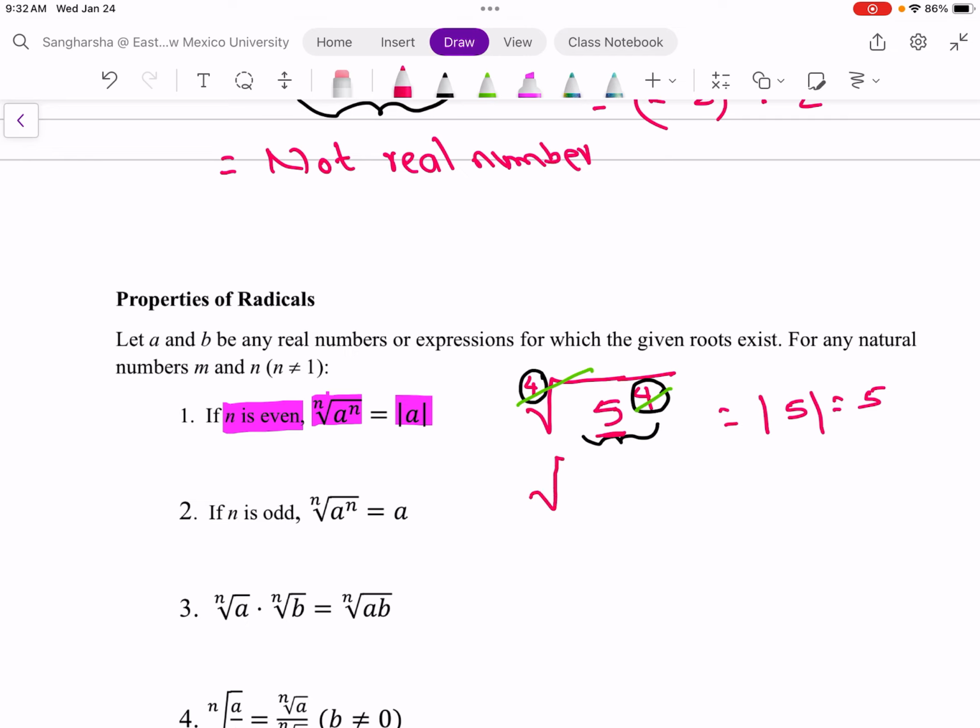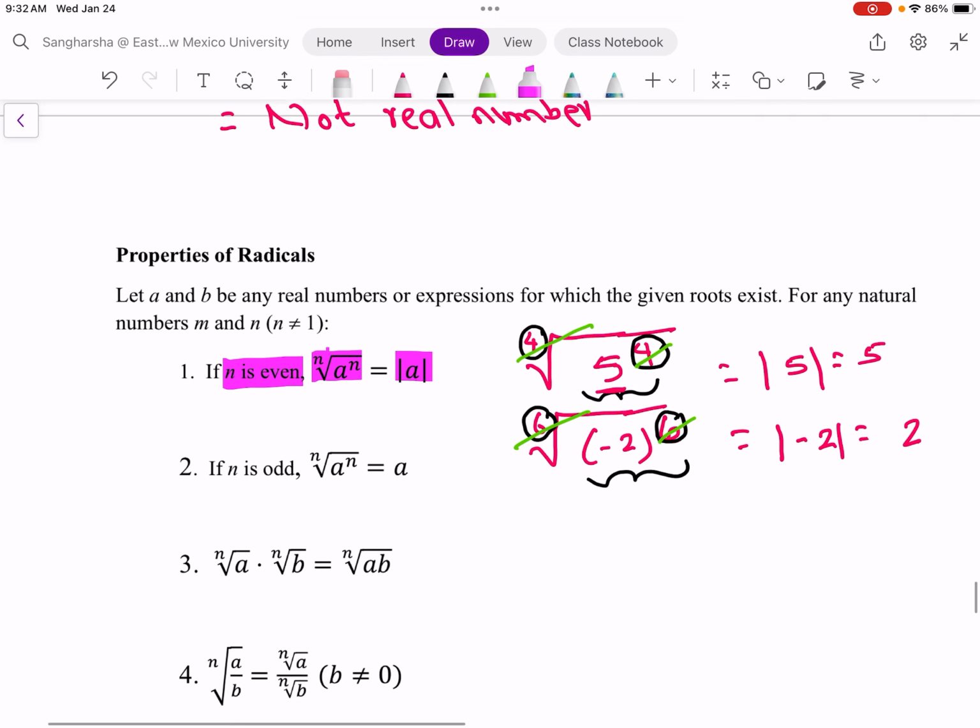Similarly, if we have the 6th root of negative 2 to the power 6, here the index is even, and the index is the same as the exponent of the radicand. So we can cancel, and this is the absolute value of negative 2, and the absolute value of negative 2 is positive 2. So if your index is even, then the nth root of a to the power n is the absolute value of a.